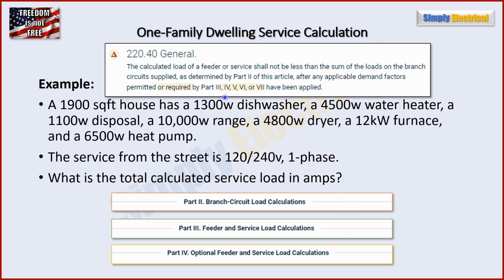Now there's also Parts 5, 6, and 7 up here. They are just for specific scenarios. Part 5 is farm loads, 6 is healthcare facilities, and 7 is boatyards and marinas. So we're not concerned with Parts 4, 5, 6, or 7 in this video.